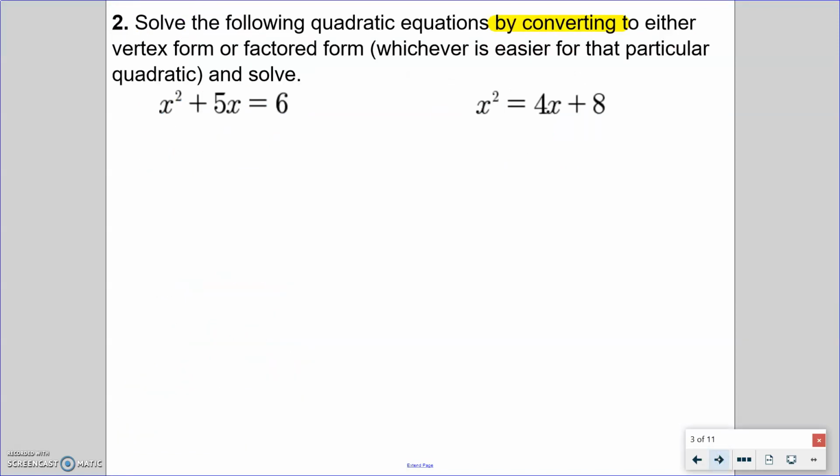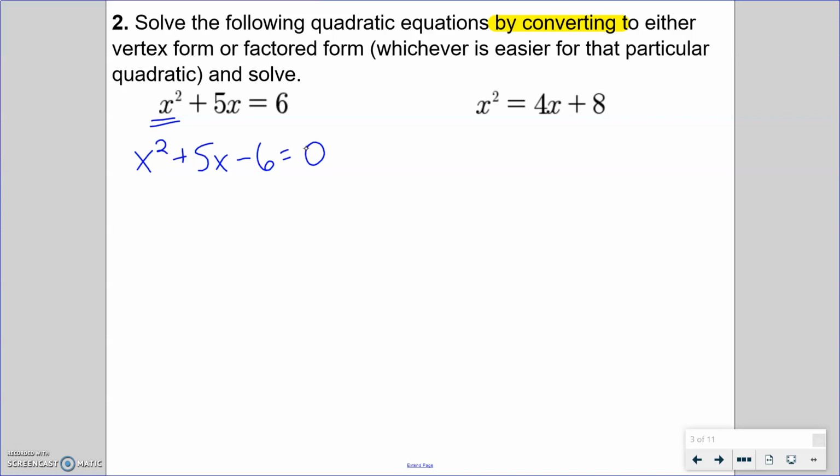The second question on the warm-up wants you to solve by converting. So the first thing you have to do is set every quadratic equal to 0. But you also want to keep this x squared positive. So since this guy is already positive, I'm going to move everything to the left side of the equation. If that x squared was negative, I might want to move everything to the right side of the equation and have it be 0 equals blah, blah, blah. So it just kind of depends.